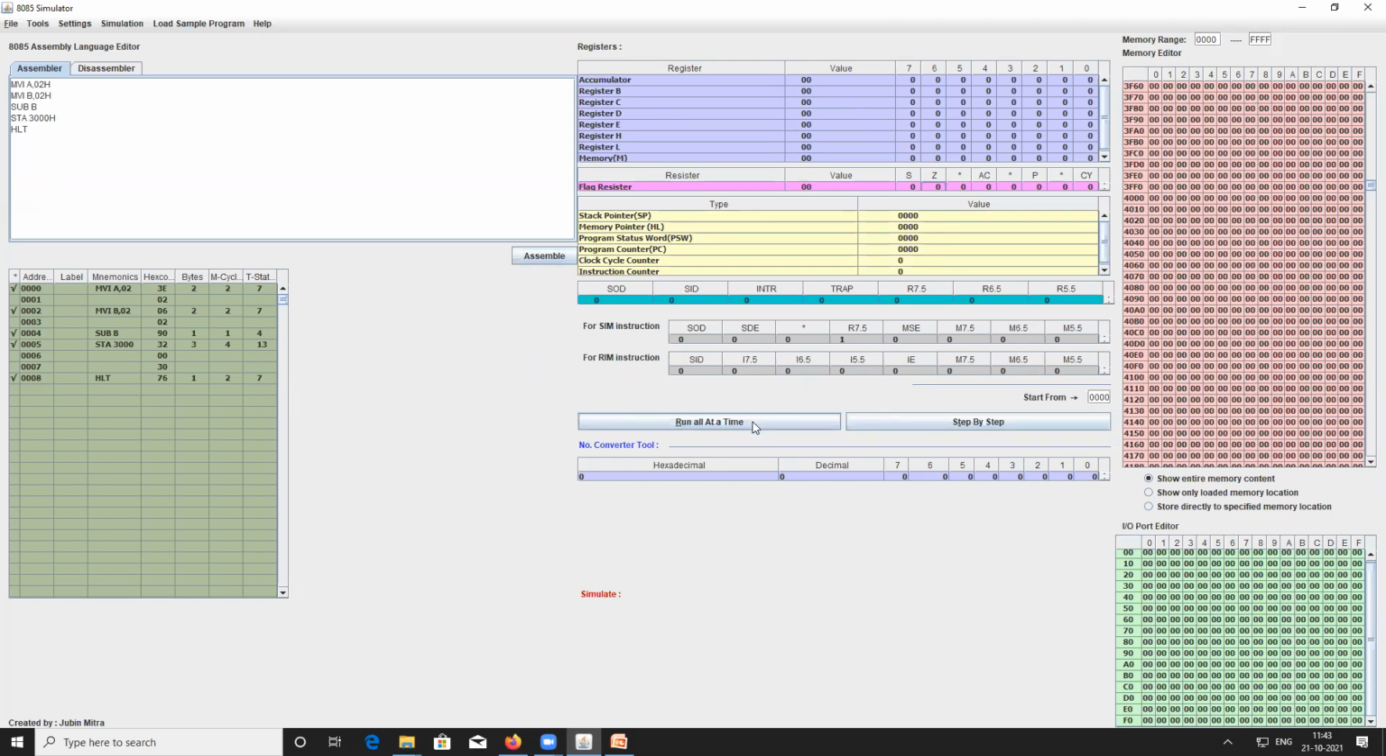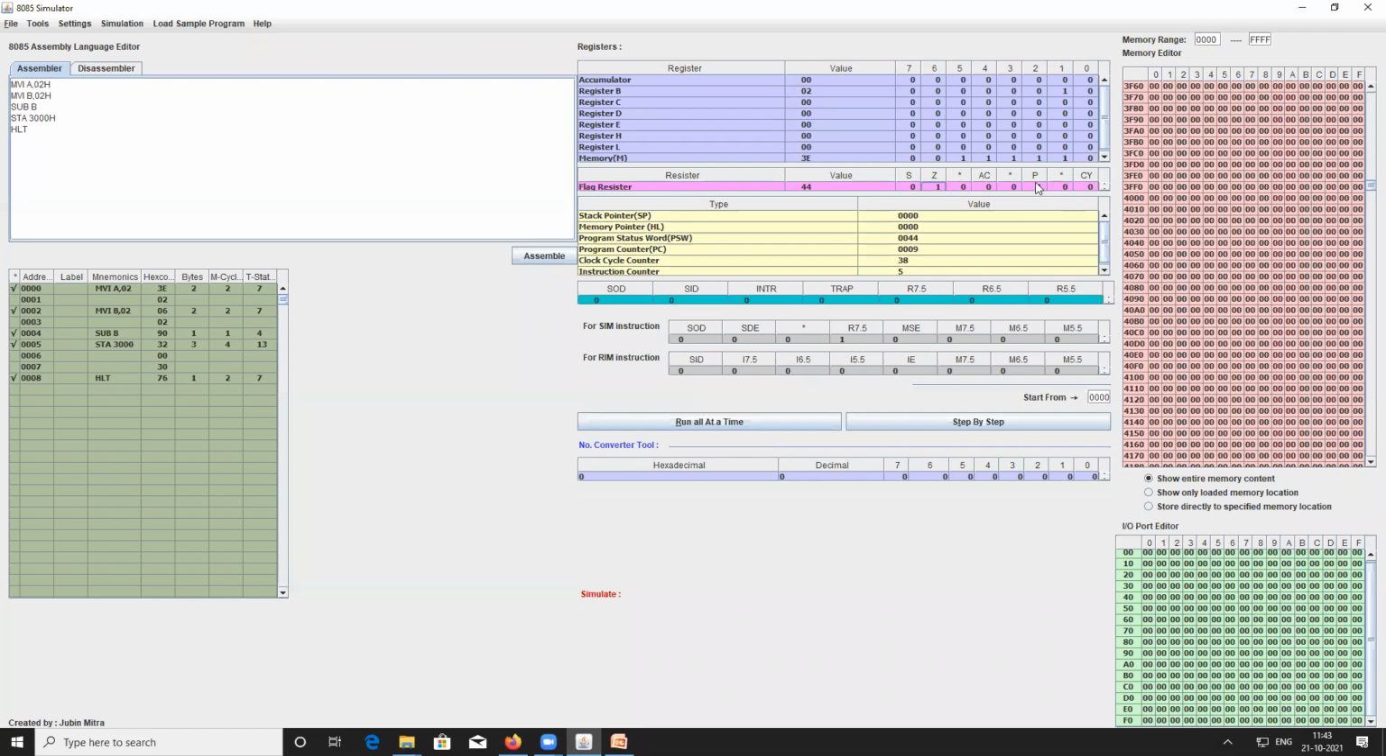See, step by step, run at all times. The zero flag will be generated because A contains the value 2, and 2 minus 2, the answer is 0. So in the flag register, the zero flag is generated when your answer is 0. In subtraction, if your answer is 0, then the zero flag will be generated.